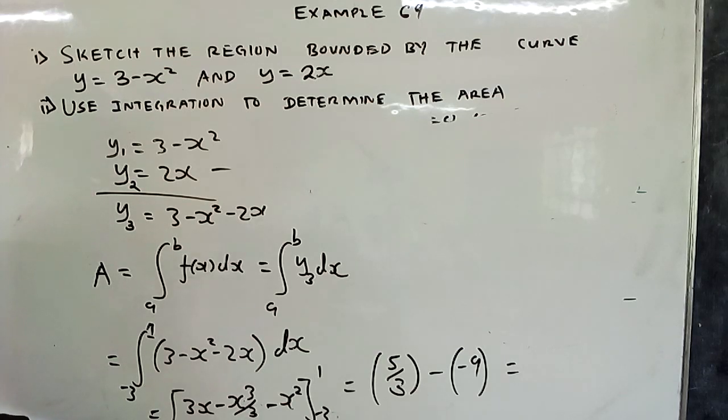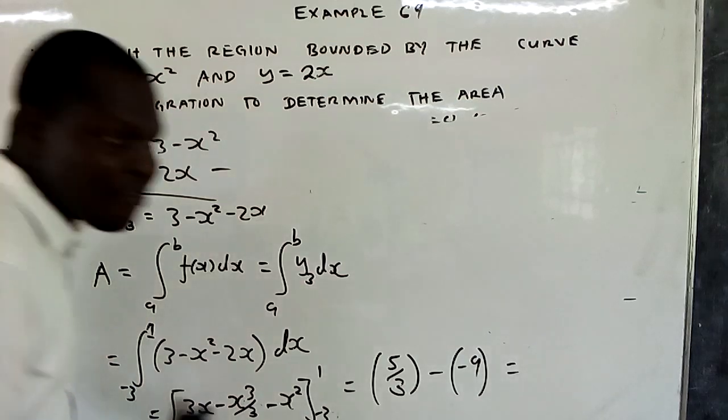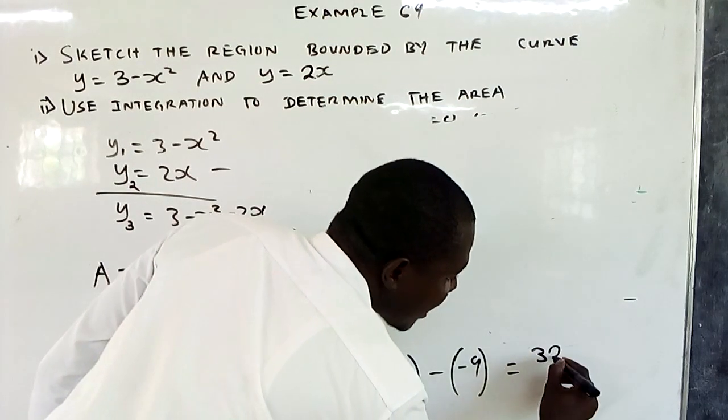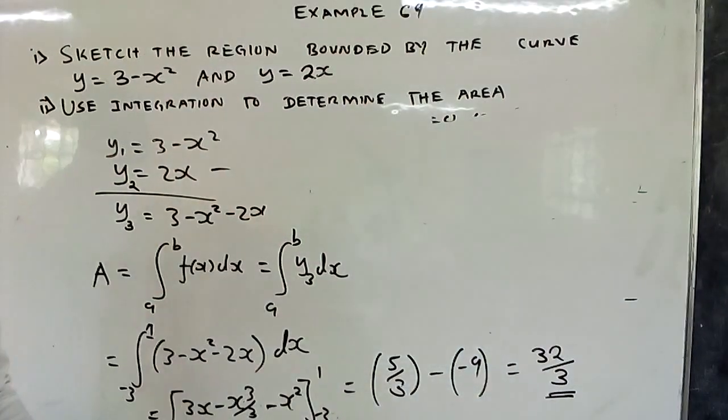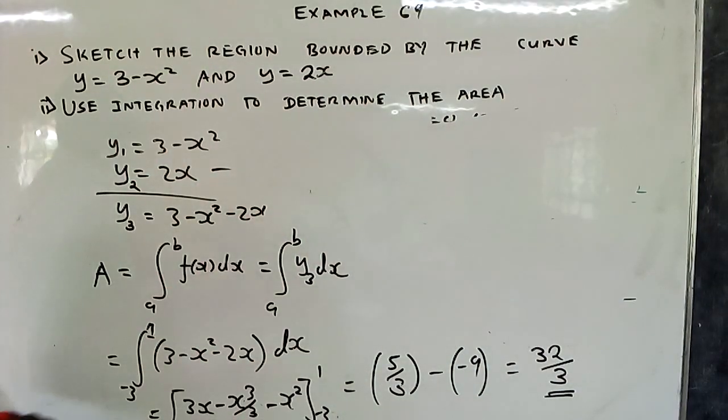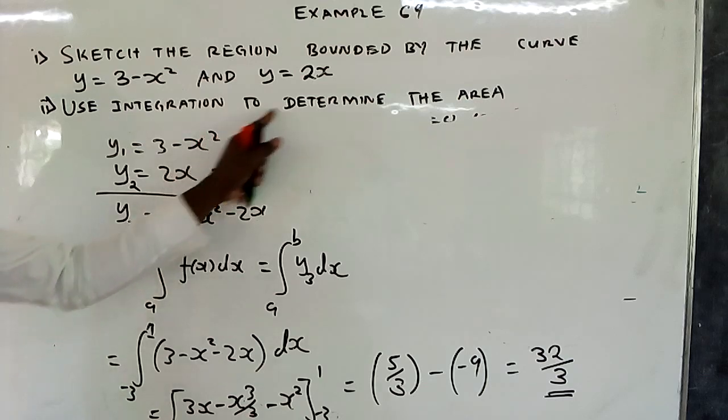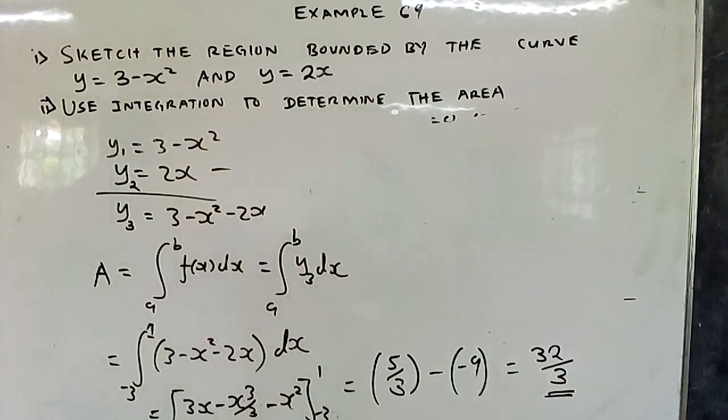Which is 32 over 3. So you can see the area will always be positive when you take the upper curve minus the lower curve. Are we together? The area will always be positive. So that is how to determine the area using integration. Are we together? Good.